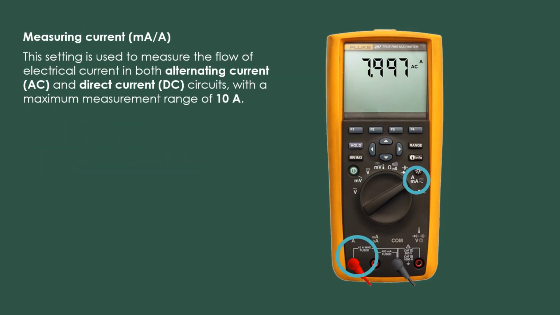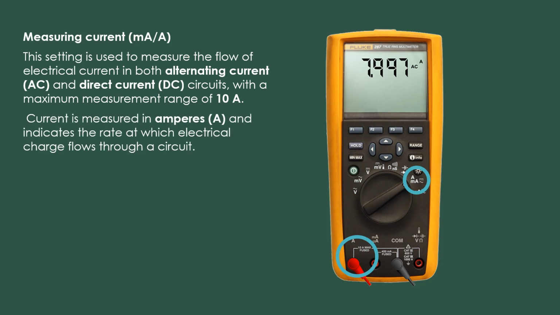Measuring current, milliamps, amps. This setting is used to measure the flow of electrical current in both alternating current, AC, and direct current, DC circuits, with a maximum measurement range of 10 amps. Current is measured in amperes and indicates the rate at which electrical charge flows through a circuit.